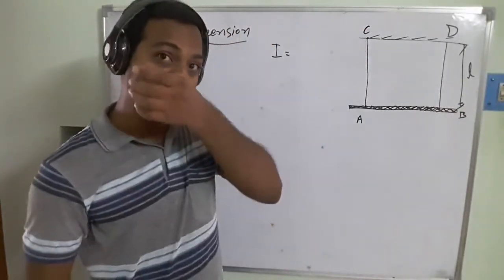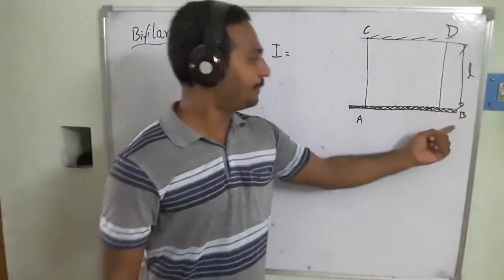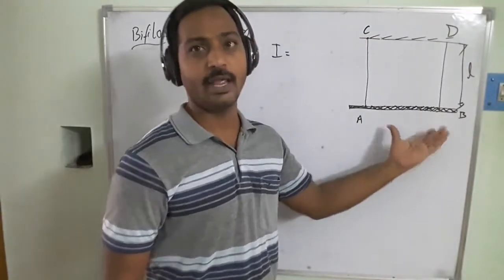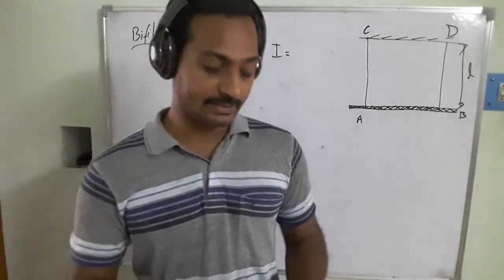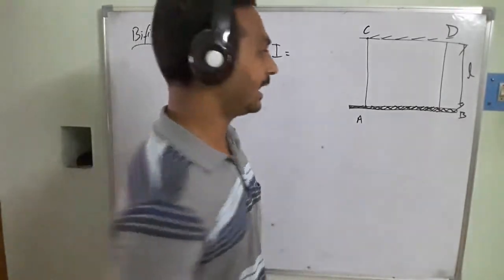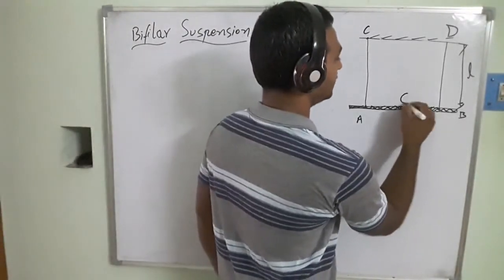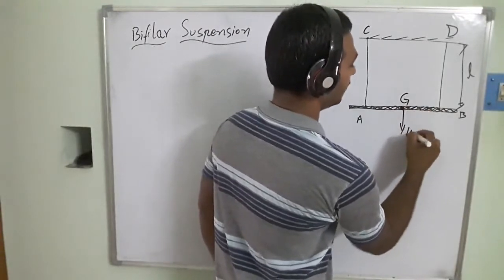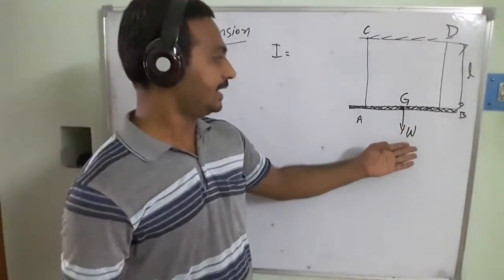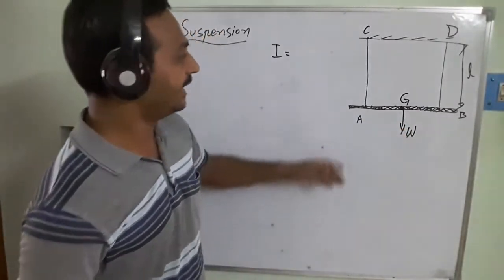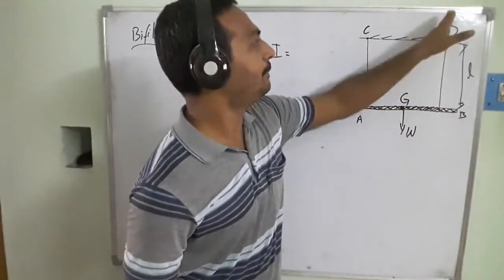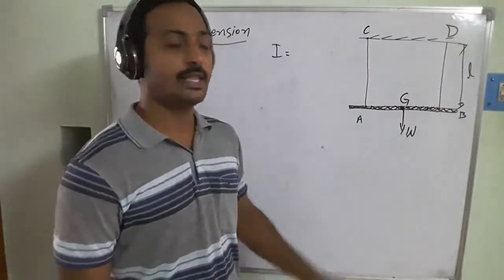So in this case, what will happen? A and B make up the total bar we are taking. At the same time, the weight of the system acts through the center of gravity, point G, vertically in the downward direction. When the weight acts downward, the two flexible strings, AC and BD, are also acting.